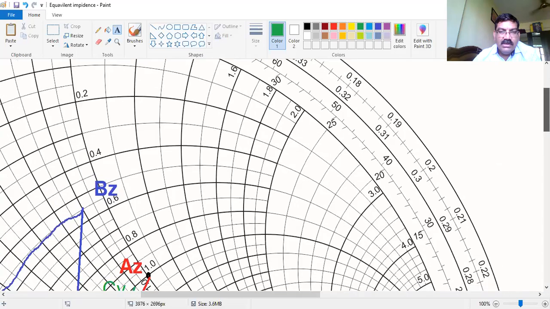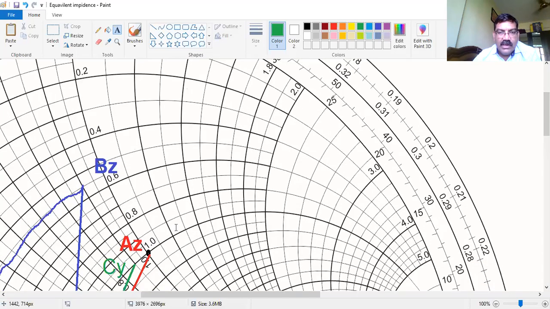This is the circle of 1, and this is point j2. So this is 0.9. From here we should go here. I'll draw it by freehand. From the CZ here, I'll go this way, this way, this way, and this is my point.